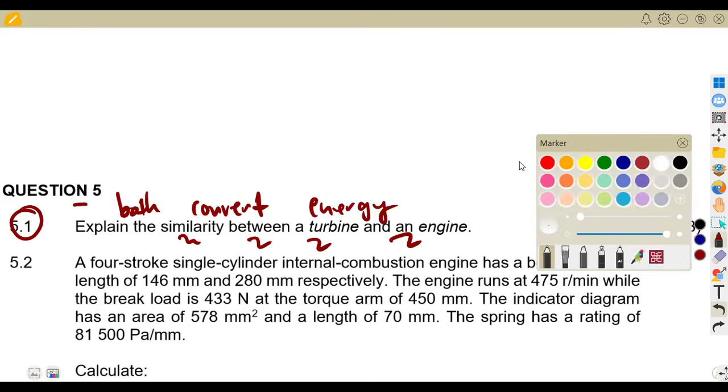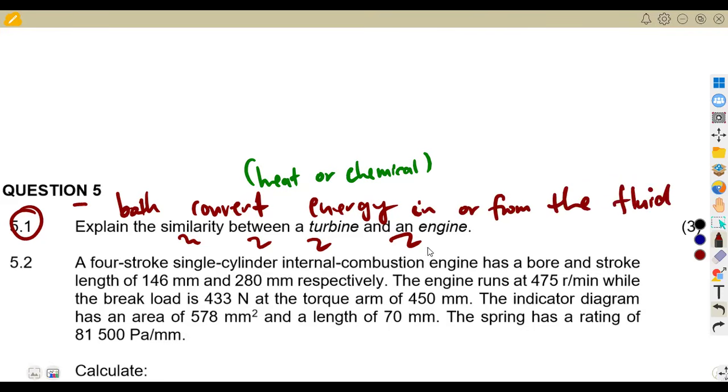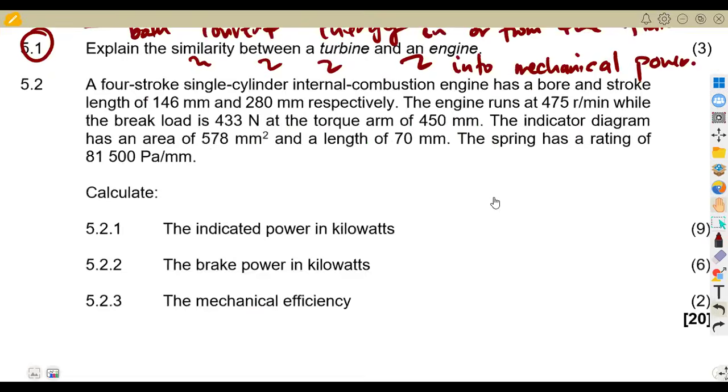And this energy that I'm talking about here can be heat or chemical energy. That is, it can be converted from or in the fluid. So this energy is going to be converted into what? Into mechanical energy, which is the mechanical power. That's the similarity that we have between these two. 3 marks for that, guys. Just to know this.